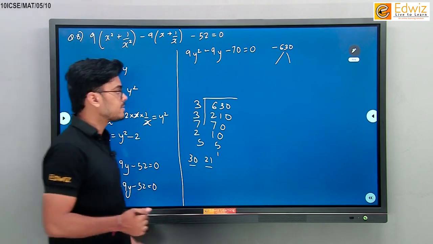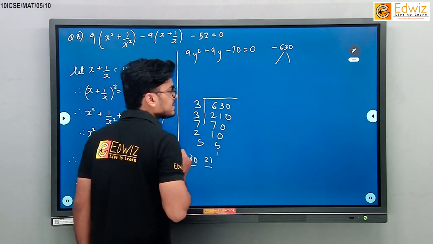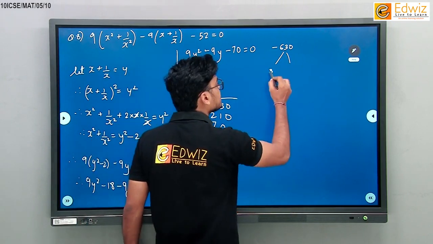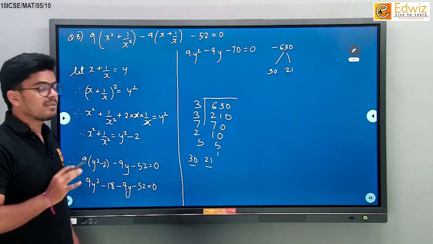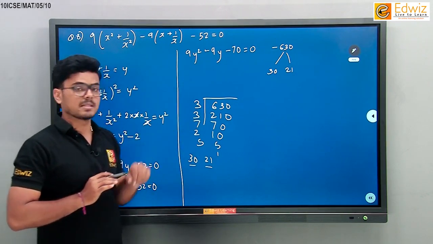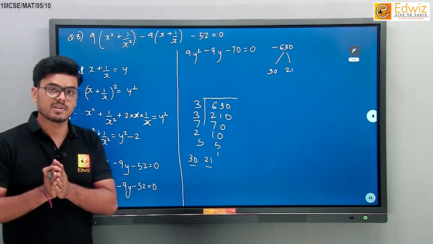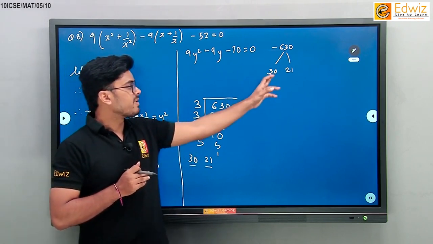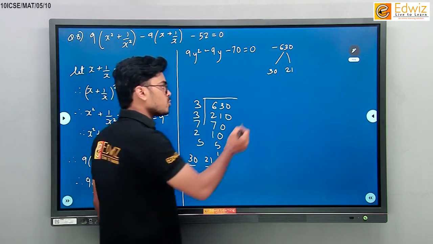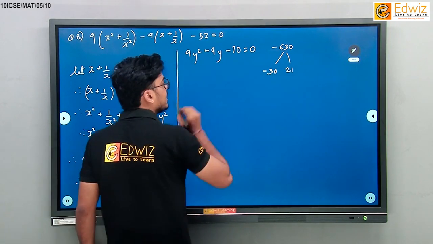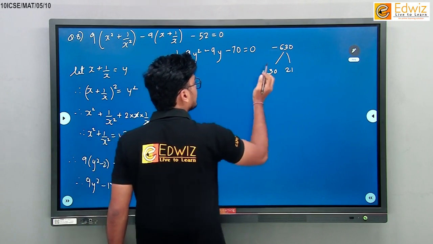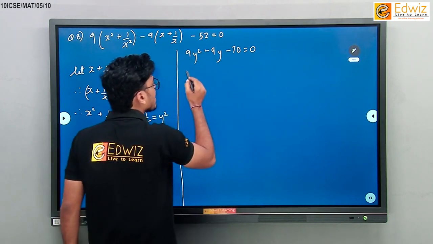But since the multiplication is negative 630, one of these numbers has to be negative, 21 or 30. Which one will be negative? It will be determined by this. We need minus 9 as the difference. So when will minus 9 come? When the bigger number is negative. So minus 30 plus 21 is the correct pair of factors. Let us use these factors to split the middle term: minus 30 and plus 21.